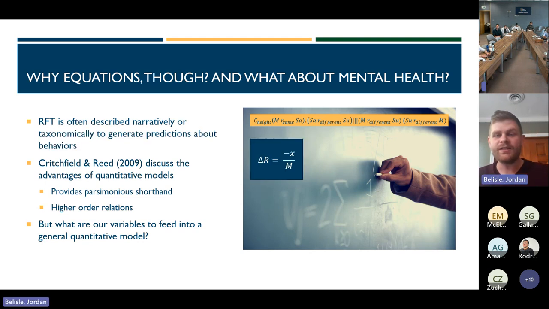Critchfield and Reed discuss the importance of quantitative models in the field of behavior analysis for researchers at all levels. First, it provides a parsimonious shorthand. Once the equation is understood by the community, it can itself convey meaning without the need for excessive narrative description.